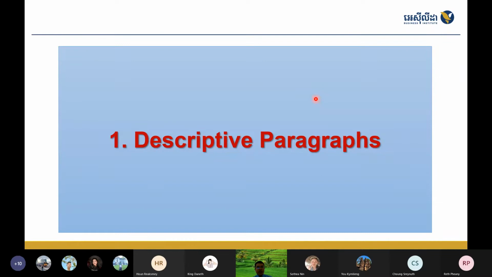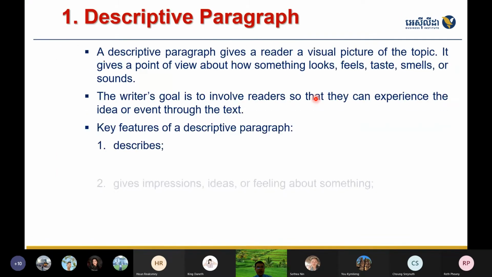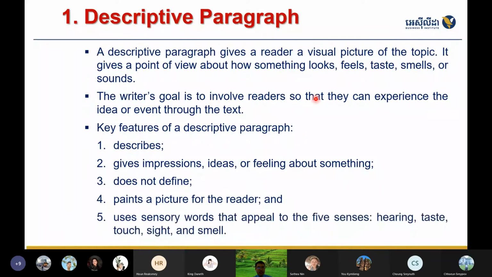So the first one is the descriptive paragraph. For the descriptive paragraph, I need a volunteer student to read it. The first reader is Sarat. Please read this slide.